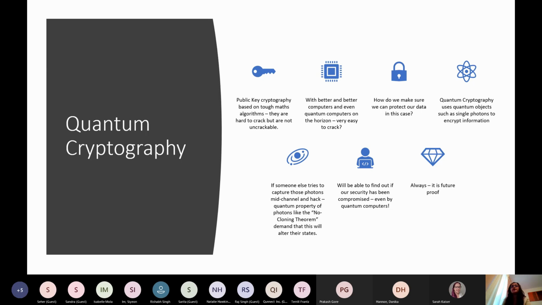Currently, we do that using public key cryptography techniques, which are based on tough math algorithms. Basically, you take a huge calculation, a calculation that is hard even for computers having a lot of memory or really high processing power to crack, but they are not uncrackable, right? So with better and better computers and even quantum computers on the horizon, it's just going to become really easy to crack all of the public key cryptography that we have currently.